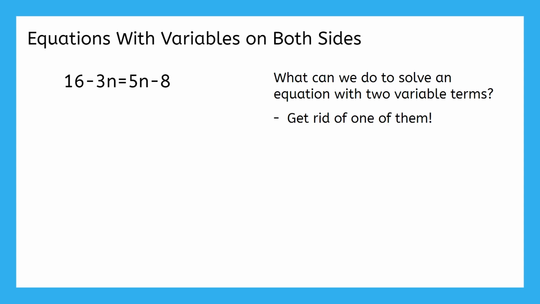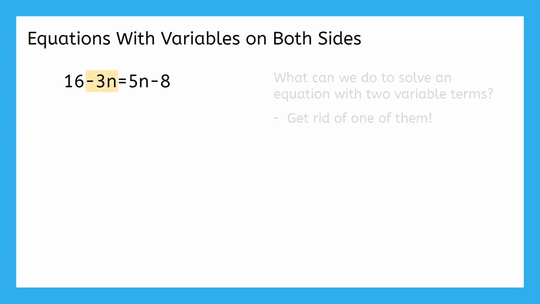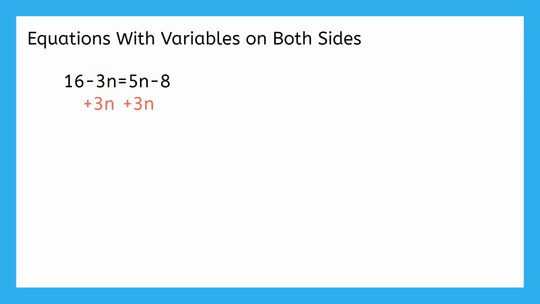We can pick either of these n terms to cancel and it would work, but let's try to get rid of 3n. What do you think I can do to both sides of this equation to cancel out this minus 3n on the left side? Since this is a minus 3n, the inverse would be a plus 3n. So I want to add 3n to both sides of my equation.